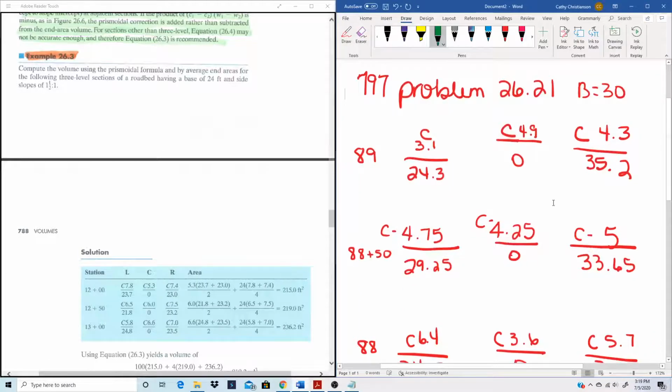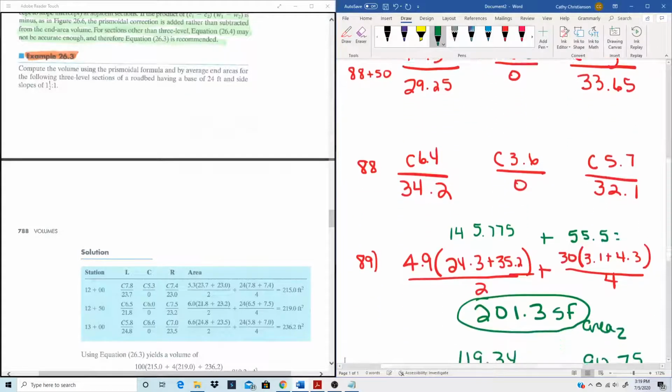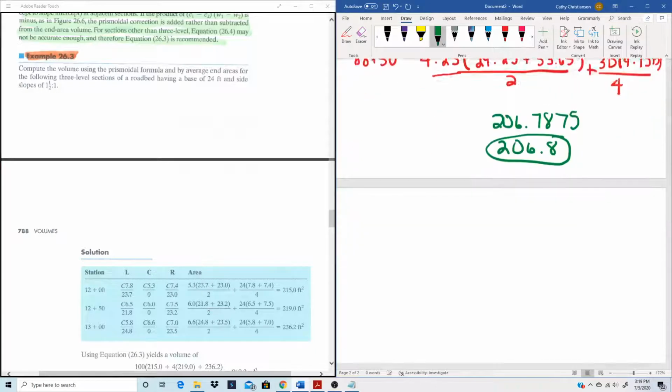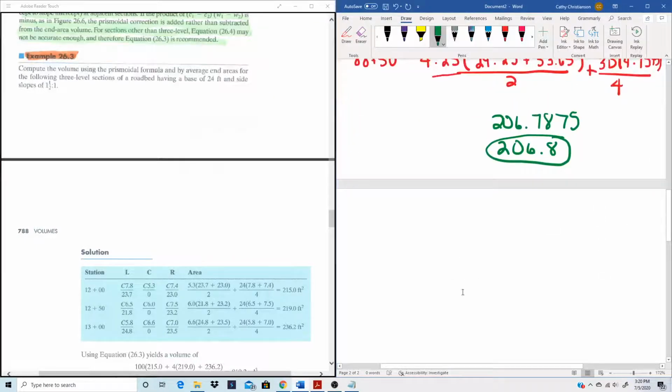Hopefully I can get to the end. Okay, sorry, I'm having to put a little more page room for this one so I can write it in. Alright.